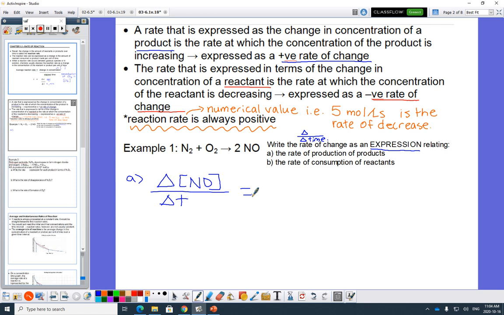Now I started with that because that's what it said. Again, when you go to do these questions, I don't care which way you do it, but I'm gonna show you both. So change in concentration of product. And now we need the two reactants. I'm just gonna go in order that they are listed here, okay?